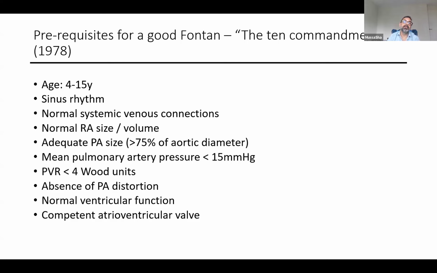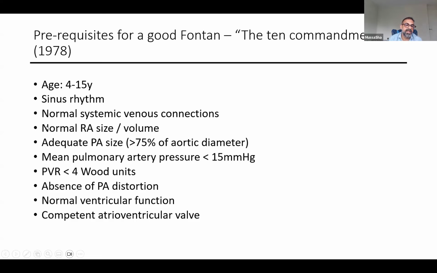Again, ideally, PA distortion was not good, because we really want an easy passage for the blood to be able to flow through the pulmonary vasculature. And in addition to that, you wanted normal ventricular function. We've discussed the impact of having good diastolic function on encouraging pulmonary blood flow in this circulation. And in addition to that, the last of the commandments was that you needed a competent atrioventricular valve. And again, that's all about making sure that ventricular function is optimized.